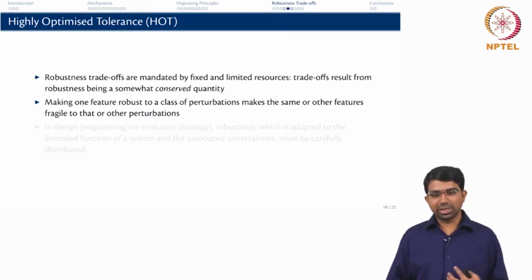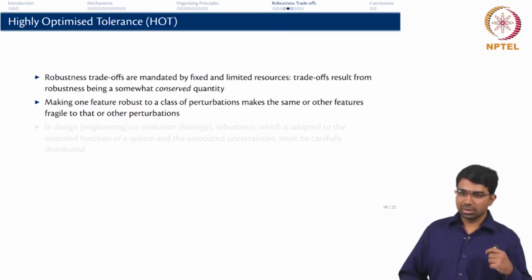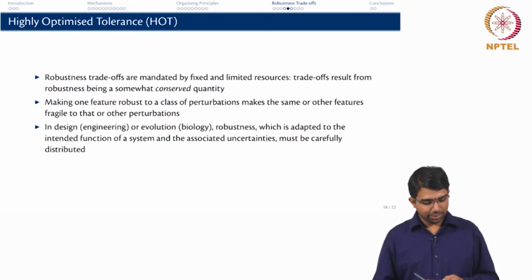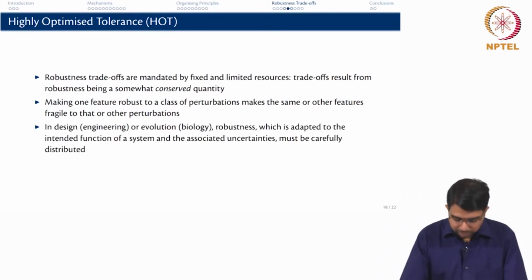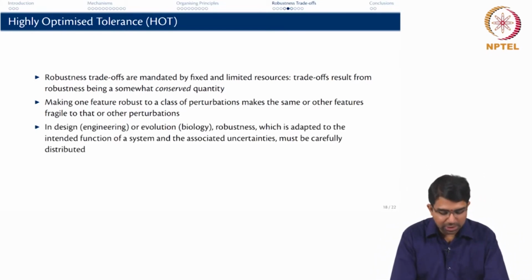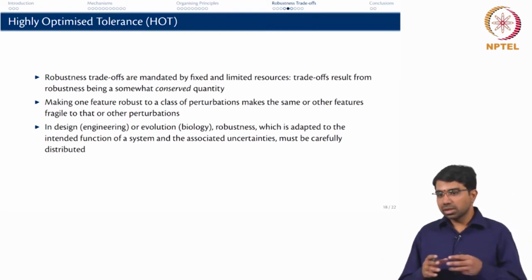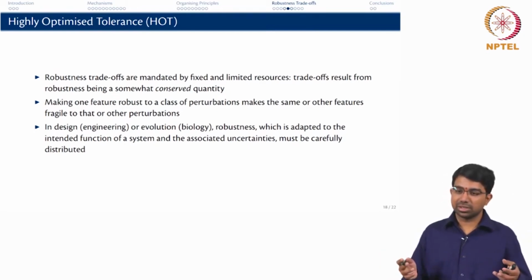Again you can recall the example of scale free networks wherein you made the network very robust to node failure, but only random node failure. When you have targeted node attack or targeted failure, it does not hold. So, in both engineering and evolution, robustness adapted to the intended function of a system and the associated uncertainties must be carefully distributed. We talked about how robustness can be distributed, with distributed redundancy and so on.